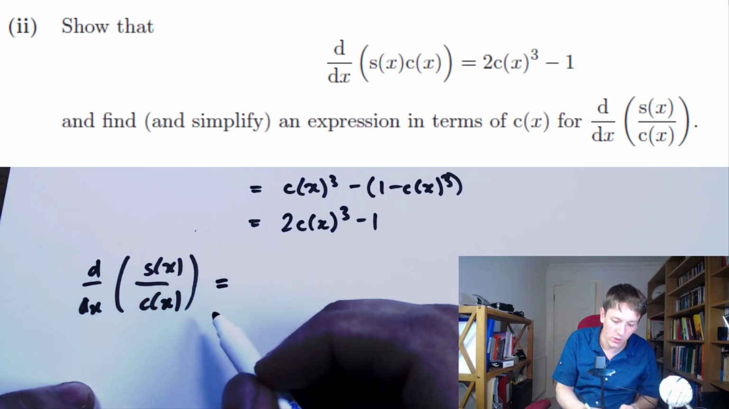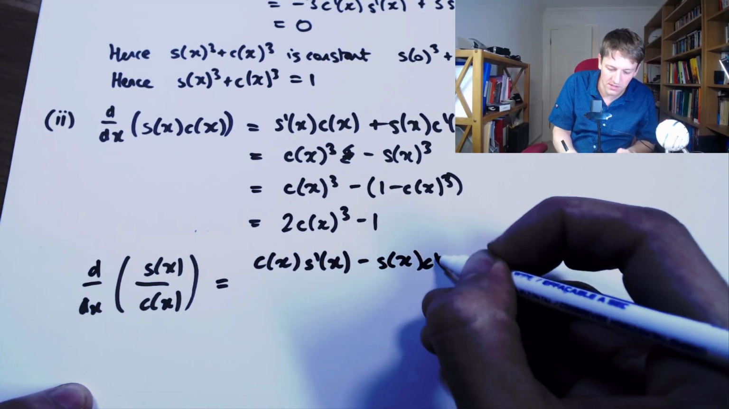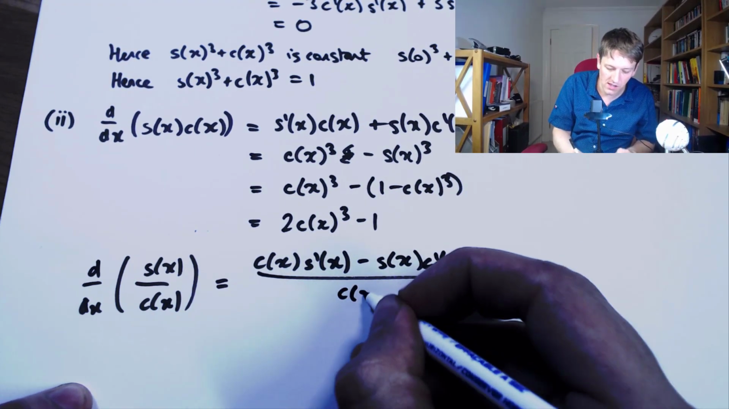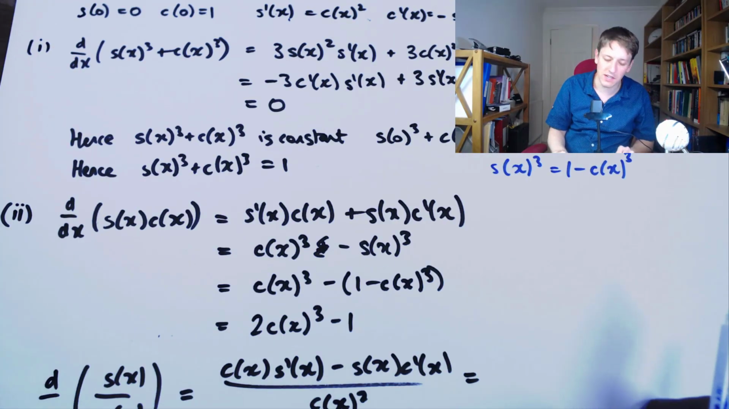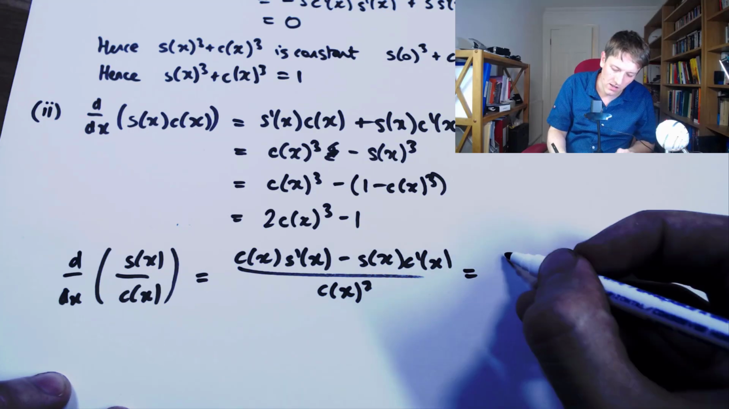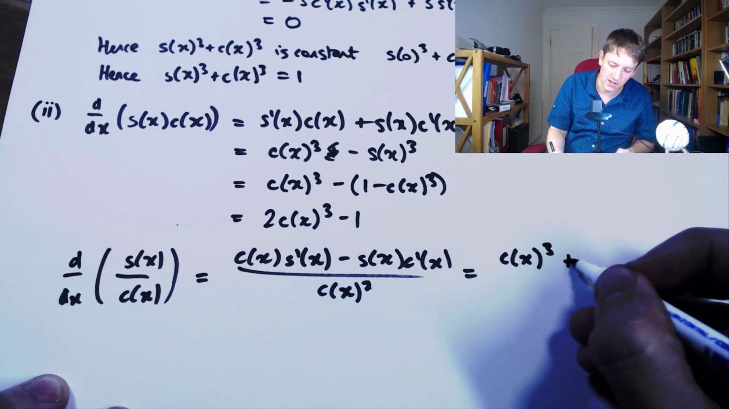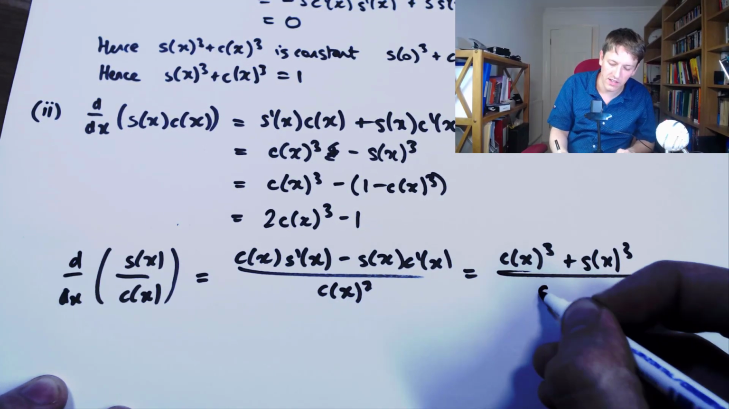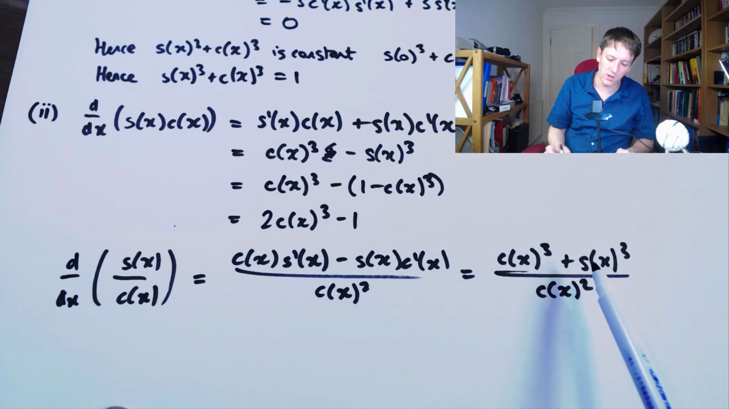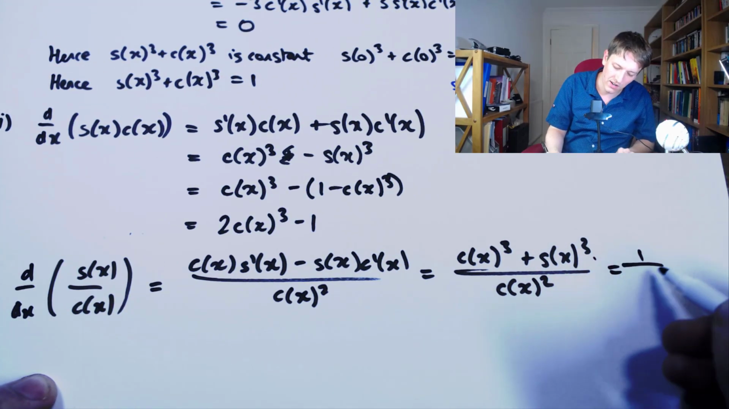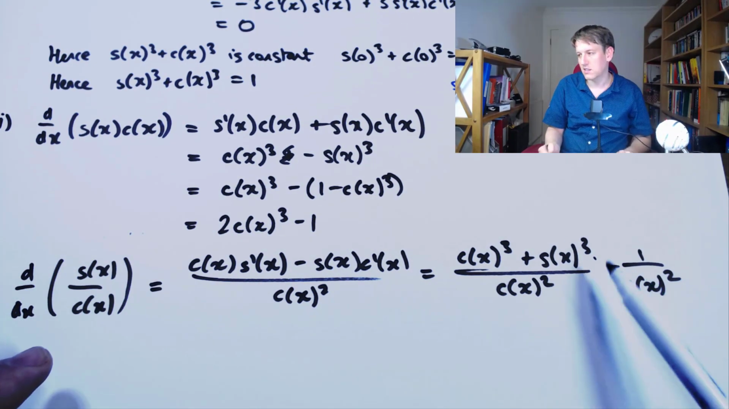So I just apply the quotient rule, so I get c of x times s primed of x minus s of x times c primed of x, all divided by c of x squared, which again by the results we're given about the derivatives at the beginning, this is c of x cubed, this is minus s of x squared here, so I get plus s of x cubed, and I divide that by c of x squared, and our fundamental identity is that s cubed plus c cubed is 1, so this is 1 over c of x squared. So actually we've got a result very much like the derivative of tan x is sec squared x, as we're used to.